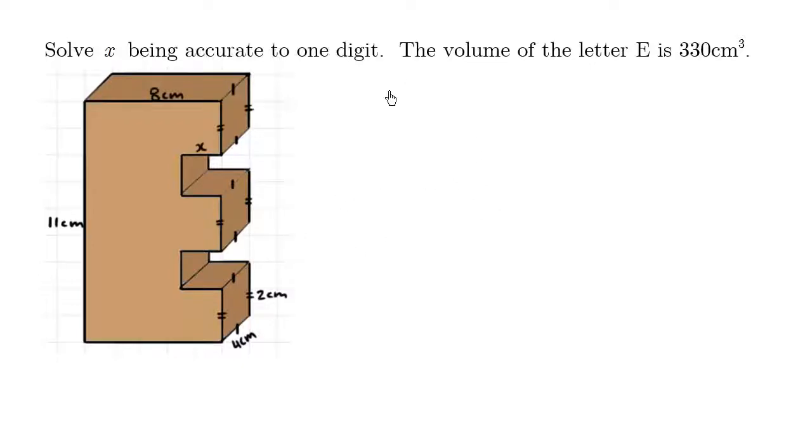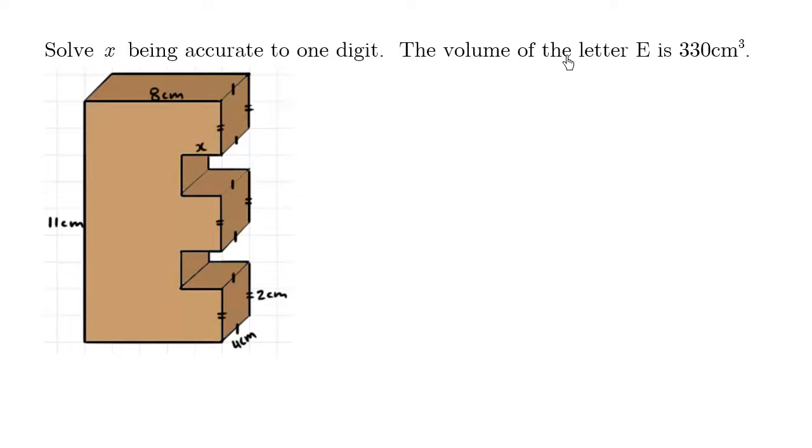Let's try a volume question here, and this one is a little bit tricky. The idea here is for this question, solving x, where we have this very strange shape, is that we're going to find the volume of the entire object, subtract the volume of the missing parts, and by setting that equation, we can actually solve x. So this is the pattern.